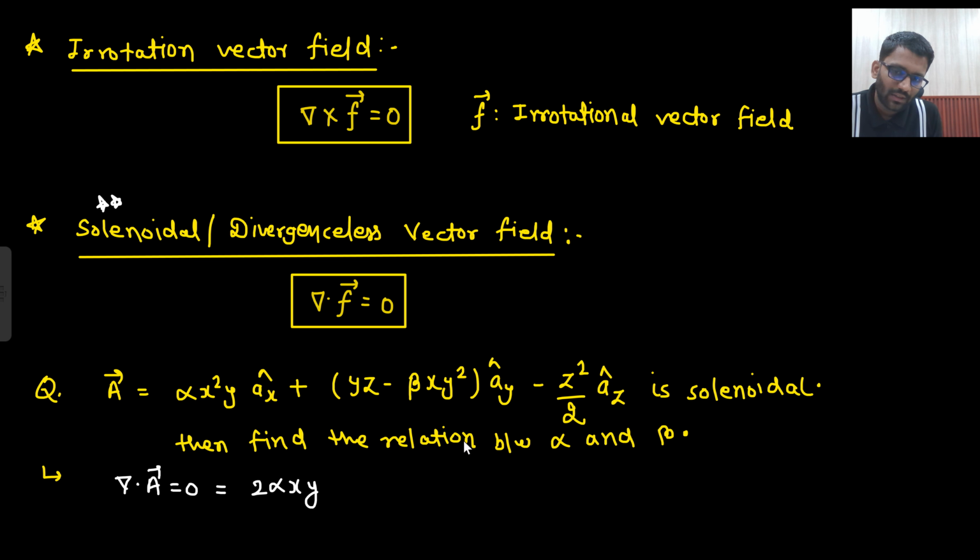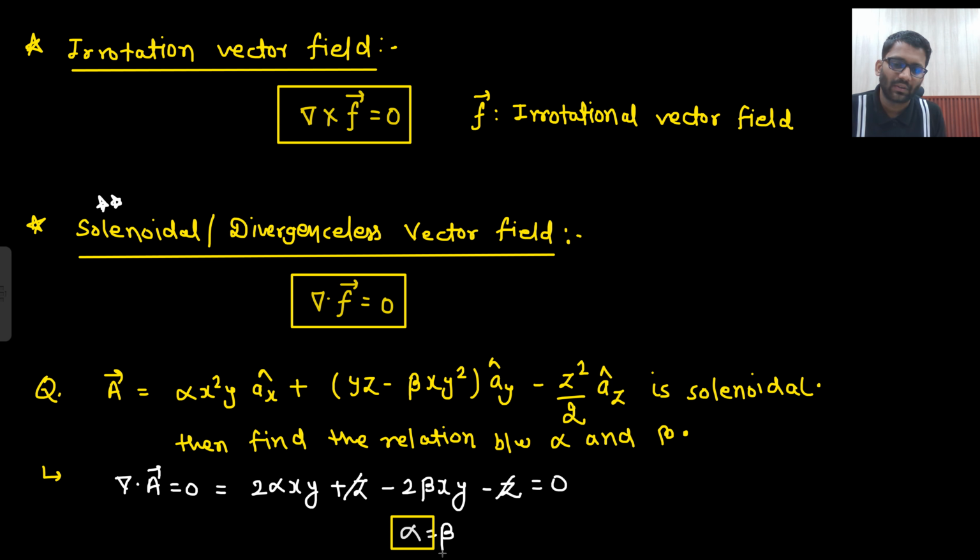So what you are going to get? 2 alpha xy. Then differentiate with respect to y. So z minus 2 beta xy. Differentiate this with respect to z. So minus z. And that is equal to 0. So this z and this z get cancelled, xy gets cancelled, so alpha equals beta. That's the relation. Very straightforward question. In 1 mark, these kinds of questions can be asked. Solenoidal means your divergence is 0, and irrotational means your curl is 0.